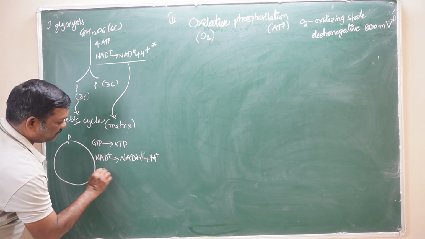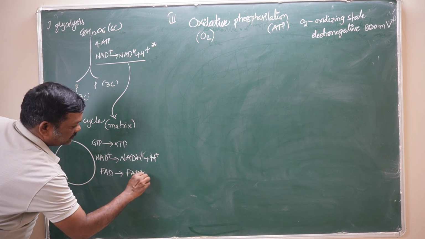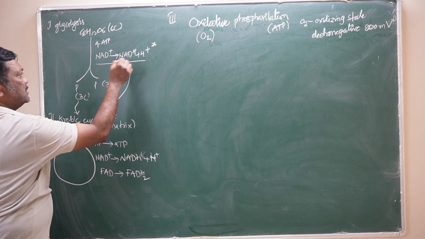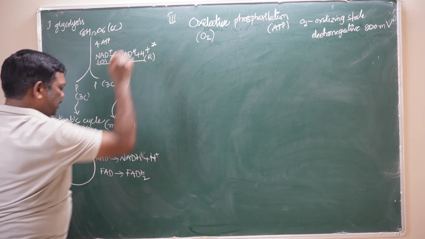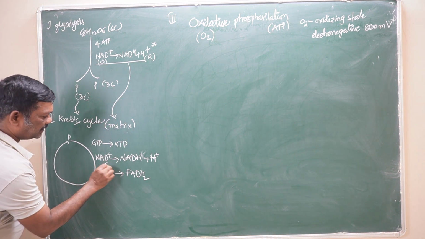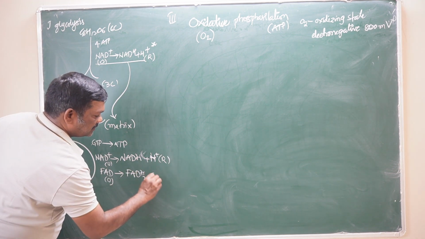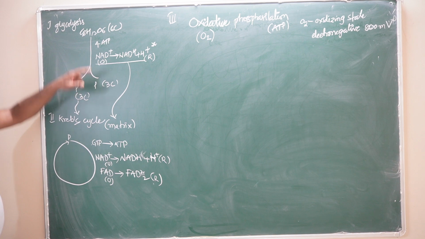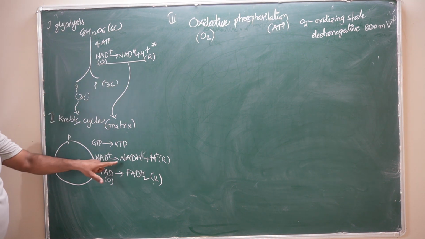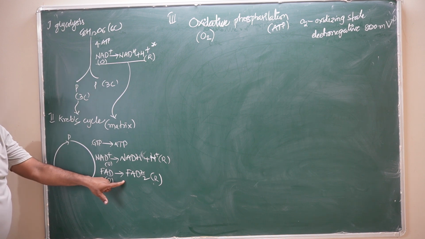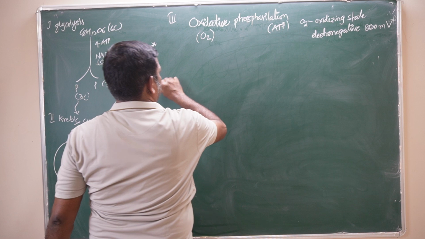and FAD molecules, FADH2. Now these were in the oxidized state and now they are in the reduced state. Means the NAD is in the oxidized state, FAD also. Now these are in the reduced state. Now these NADH molecules formed in the cytoplasm and the NADH and FADH2 molecules of the Krebs cycle are present in the mitochondrial matrix.